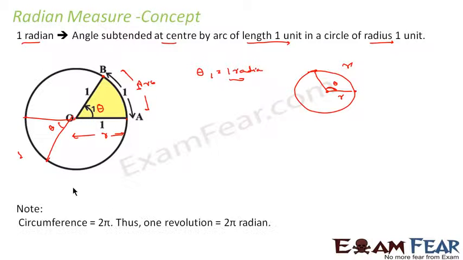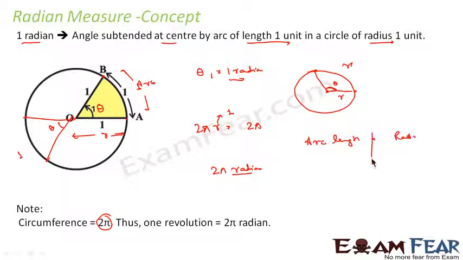Here are some points to be noted. The circumference of the circle is 2 pi r, and r is equal to 1 here, so this becomes 2 pi. That means 1 revolution is equal to 2 pi radian, correct? Why? For arc length, I'll say arc length and radian here. If arc length is equal to 1, the radian is equal to 1, because when the arc length is 1, what you get is 1 radian.